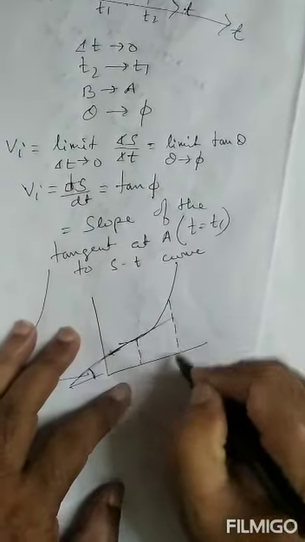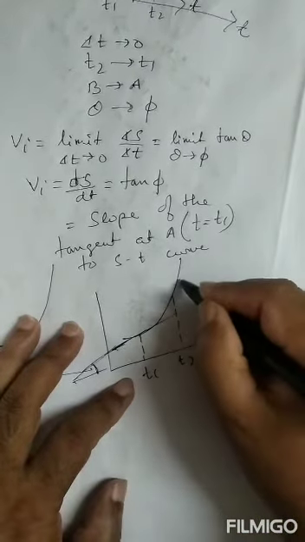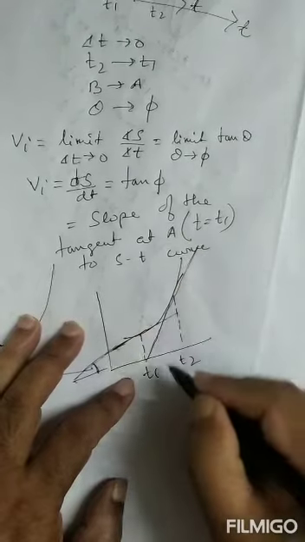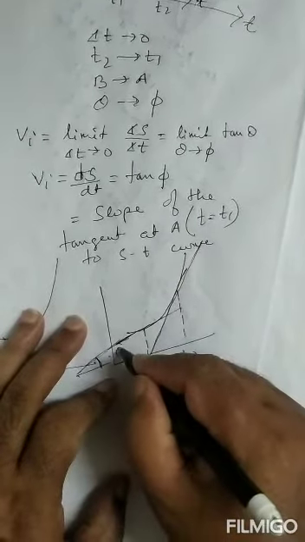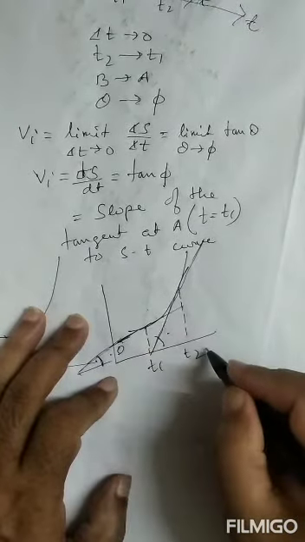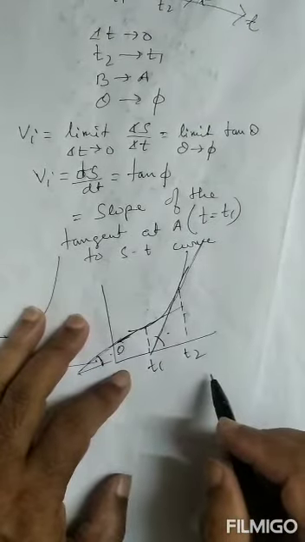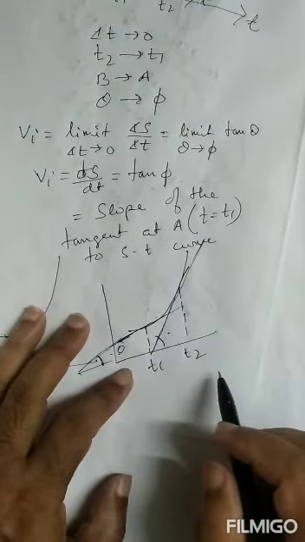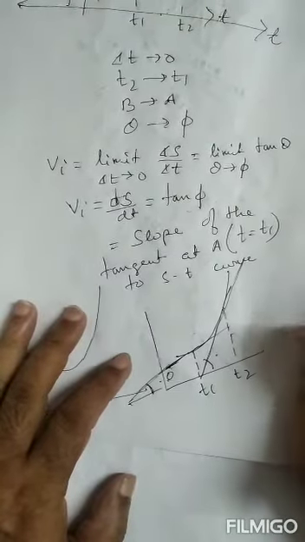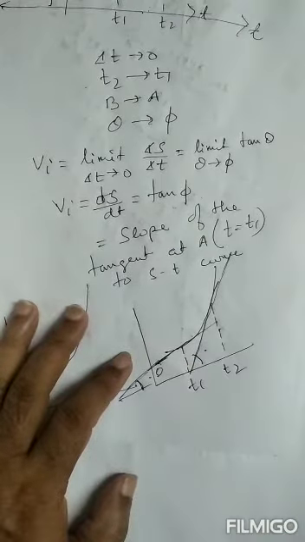Now say someone asks you to calculate instantaneous speed at t2. Draw a tangent here. Say this angle is 30 degrees, this angle is 60 degrees. So what is the instantaneous speed here? Tan phi again, tan 60 degrees. That means since the body moves with variable speed at different instants, the angles made by the tangents are different.